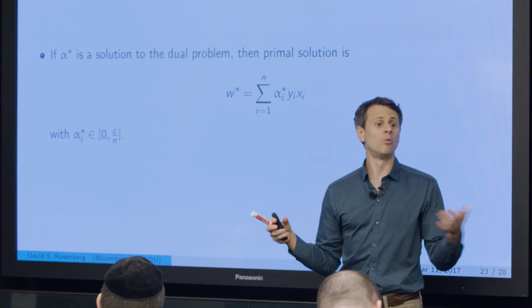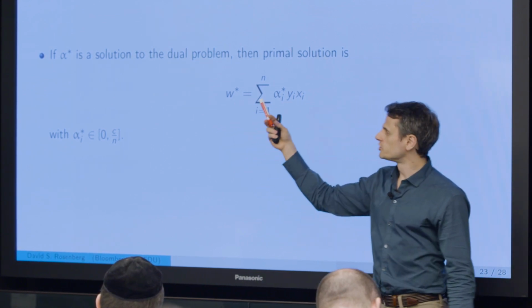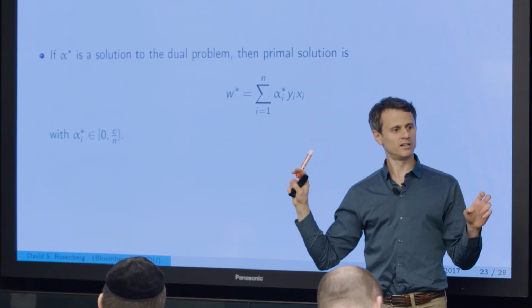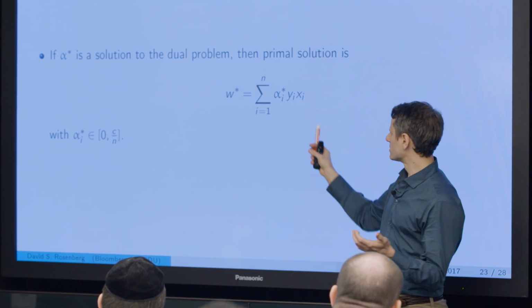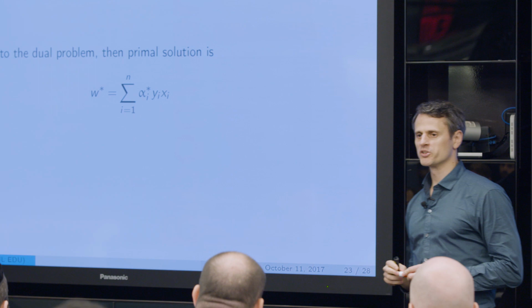So whereas L1 regularization gave us solutions for which W was sparse, using the hinge loss gives us solutions that are sparse in the data. So that when we write W as this linear combination of the input data points, which we can do, it's sparse in that linear combination.